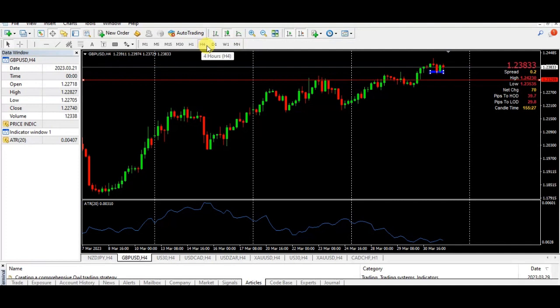So anybody trading anything 1 hour and lower should look at their ATR from the daily time frame, and this will help them to determine what their stop should be, and a quarter of that must be your stop loss.